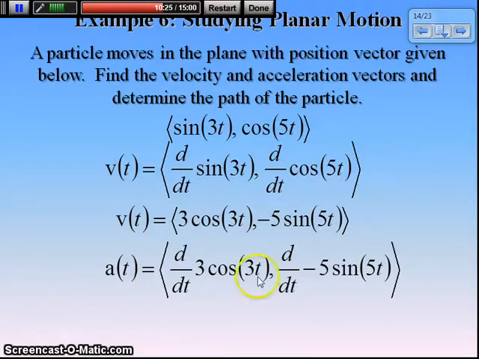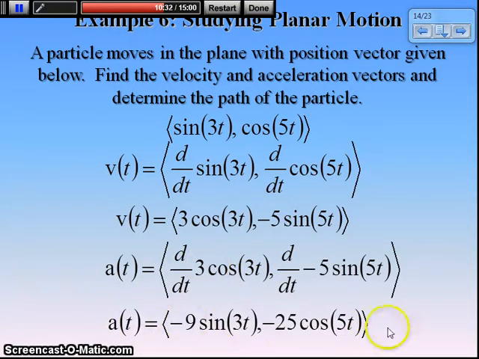The derivative of cosine is negative sine, but again, the chain rule, I'm going to need another 3 out front. And so I have this. And the derivative of sine is cosine, and I need another 5 out front by the chain rule, so that gives me negative 25 there.